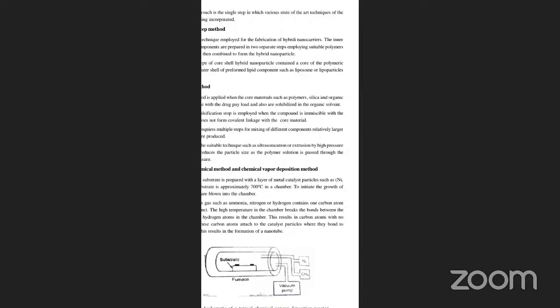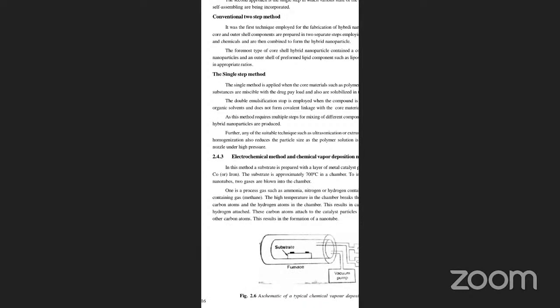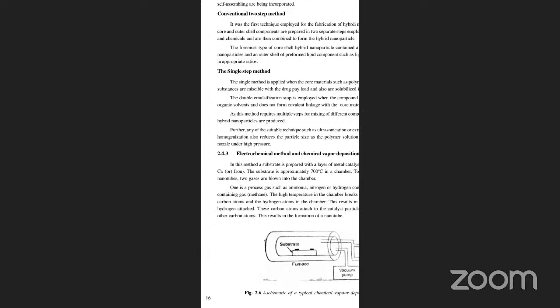Different components, relatively larger hybrid nanoparticles are produced. Further, any of the suitable techniques such as ultrasonication or extraction by high pressure homogenization also reduces the particle size as the polymer solution is passed through the nozzle under high pressure. Electrochemical method and chemical vapor deposition method.